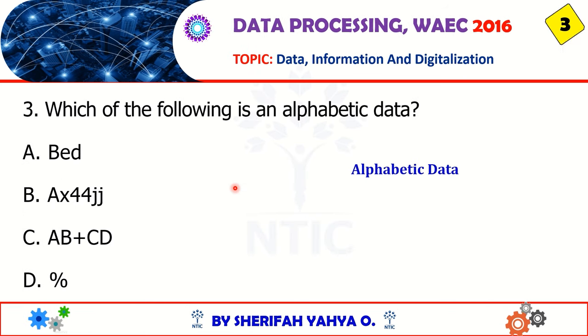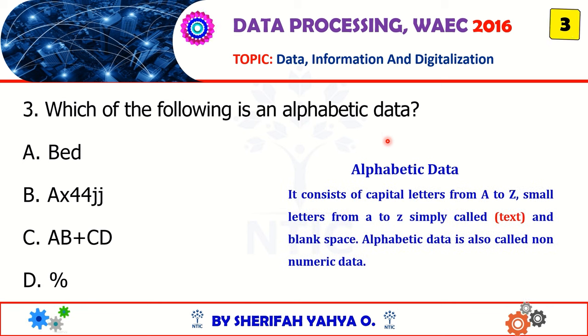Question three. Which of the following is an alphabetic data? That is, alphabet only. What is alphabetic data? It consists of letters from A to Z, either small letter or capital letter. It's simply text and it can be called non-numeric data. From the options here, we have A as bed, B as AX44, JJ. This is an alphanumeric data. We have C, AB plus CD. D, percentage. Alphabetic data are strictly text, no numbers. So therefore, our answer is A.